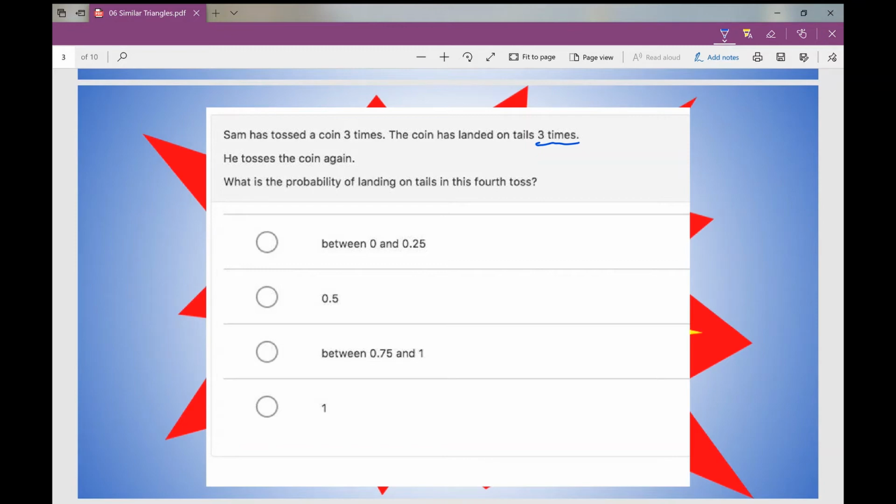Okay, hopefully you've had a go at answering it. I think the answer is 0.5, because the probability of tossing a coin is always 50%. It doesn't matter what's happened before.